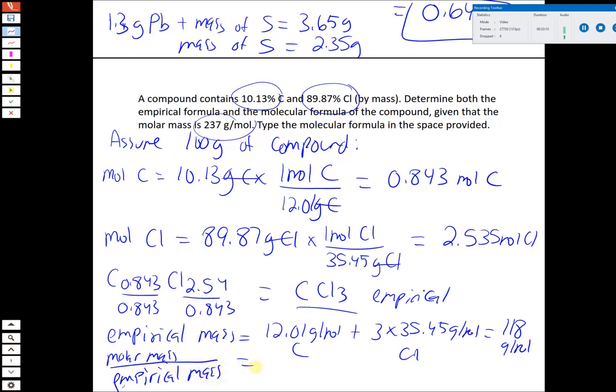We're running out of room, so I apologize. We have 237 for the molar mass. That's given to us in the question. Remember, if we're going to find the molecular formula, we have to have this additional piece of information. The mass percents can only give us the empirical formula, the smallest ratio. We divide the two. Why won't it let me write today? Come on.